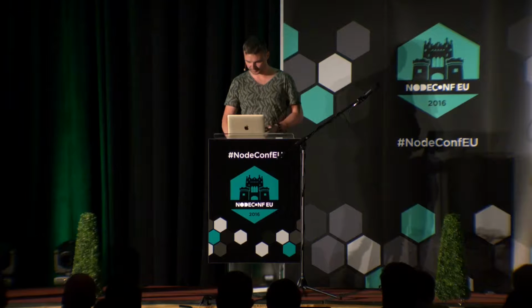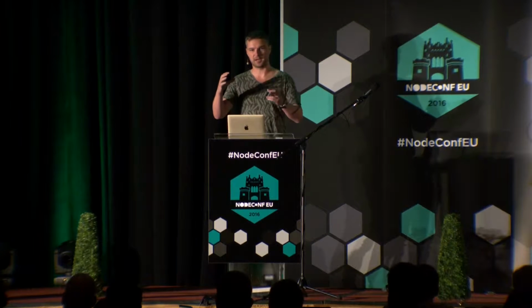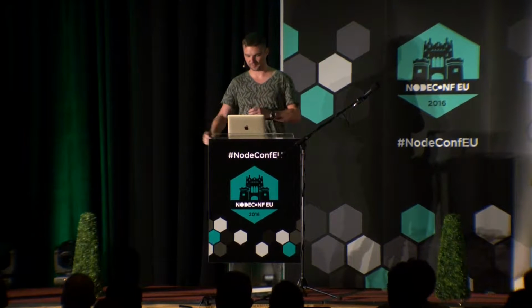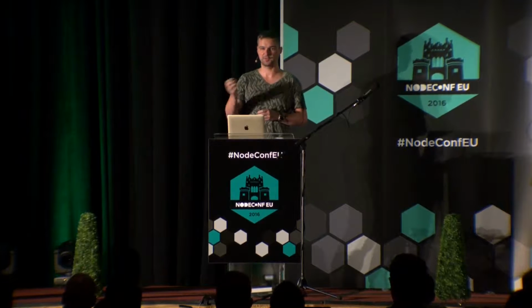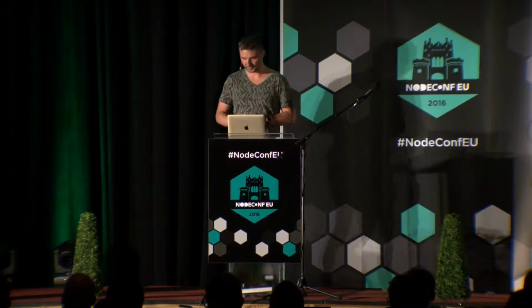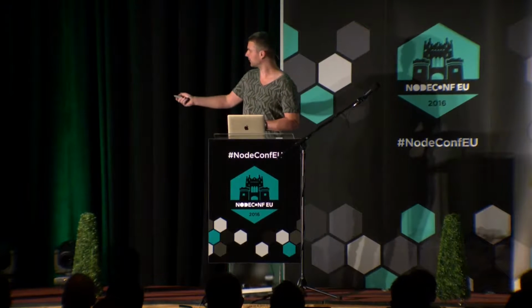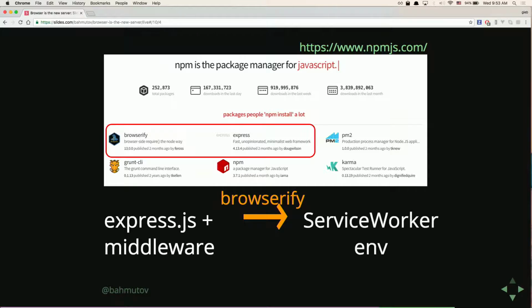And here's how it looks. All you have to do is adapt the request to whatever Express.js expects, and adapt the response to whatever the browser expects. So I went to NPM. I grabbed the two most popular projects, Browserify and Express, and I took my Express and all its middleware, or whatever else I was using, ran Browserify, and created something that could run inside the service worker environment.